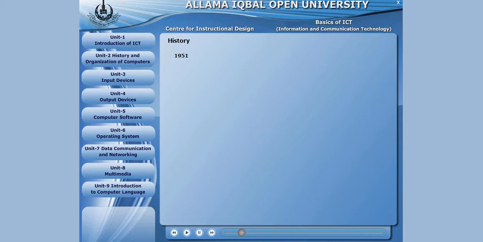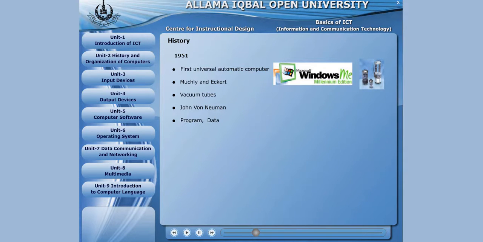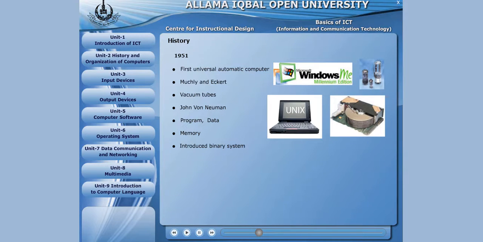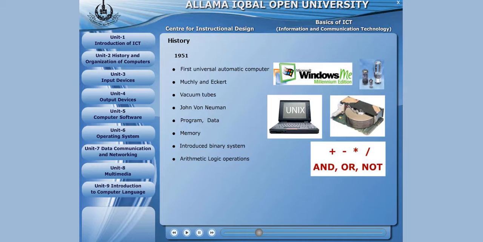In the early 50s, the first universal automatic computer was developed by Mauchly and Eckert. This was the first commercially used computer. Vacuum tubes were used until that time. John von Neumann introduced the idea of stored program and data in memory. He also introduced the binary system for arithmetic and logic operations.